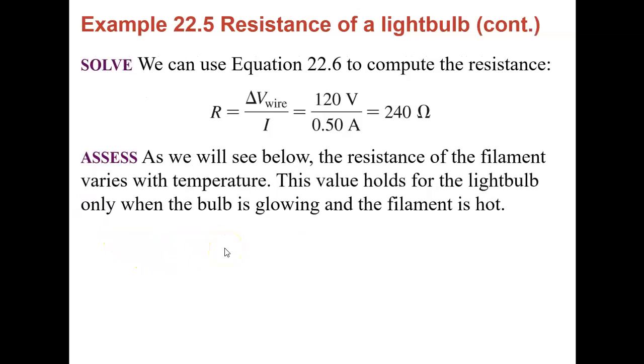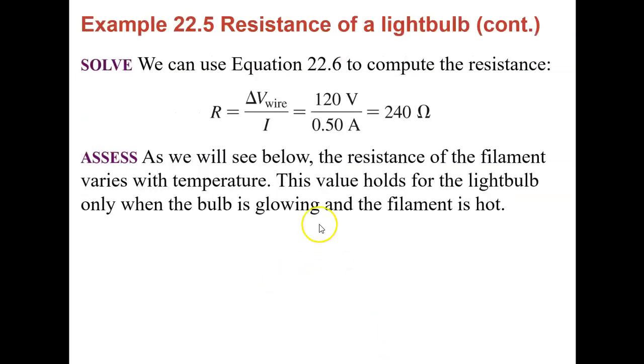If we look at this, resistance is voltage divided by current. We have 120 volts potential difference and a half an amp of current. That gets us a resistance of 240 ohms. The resistance of this kind of varies with the temperature, and you'll see that different temperatures have different resistances.